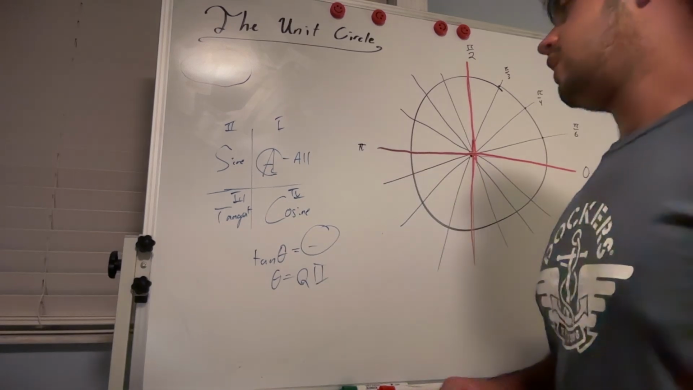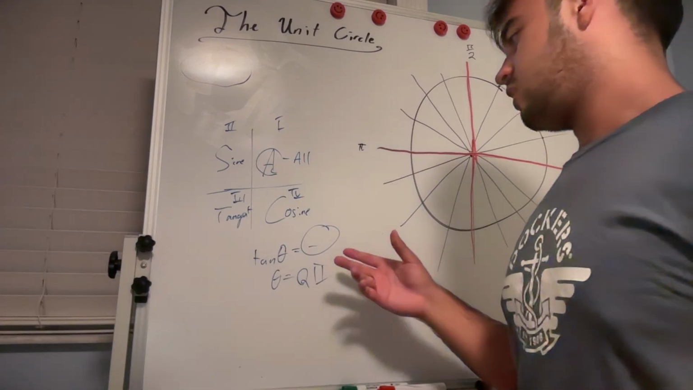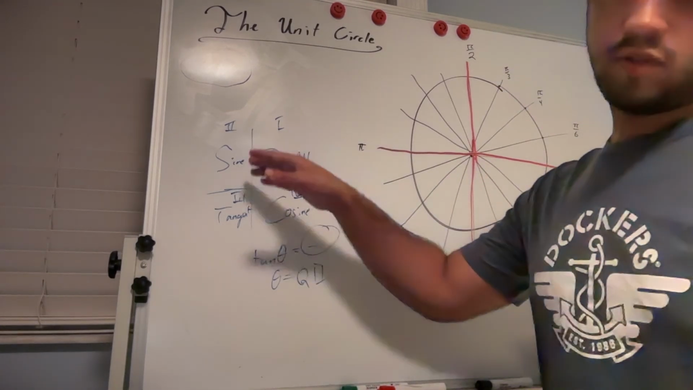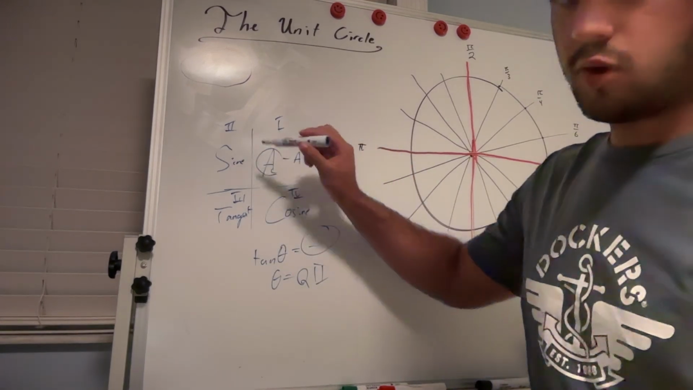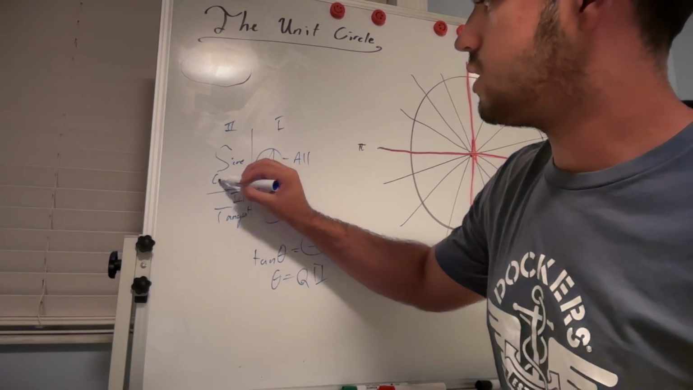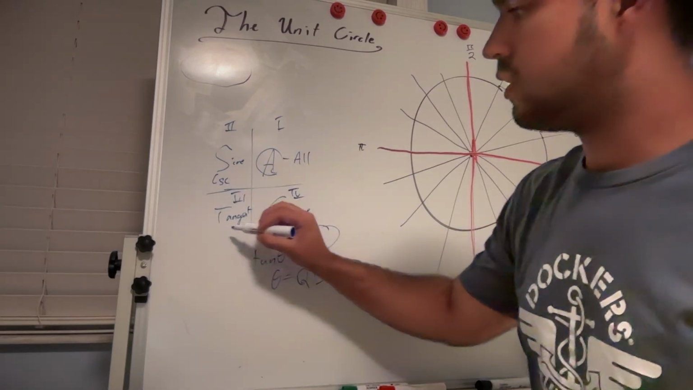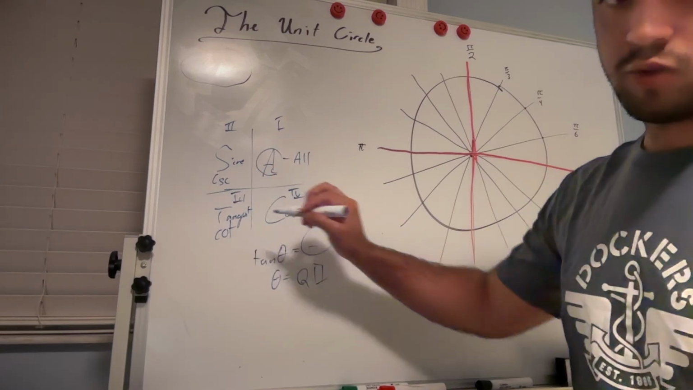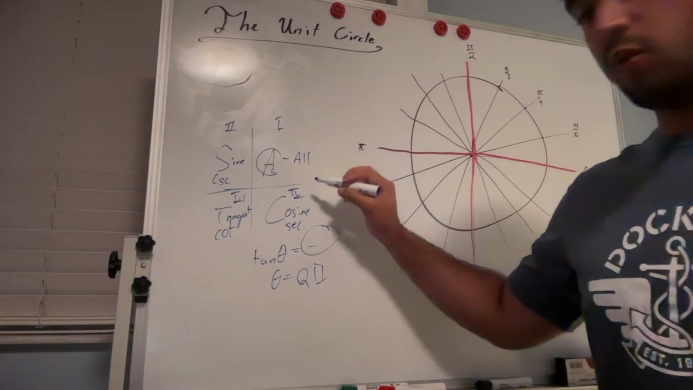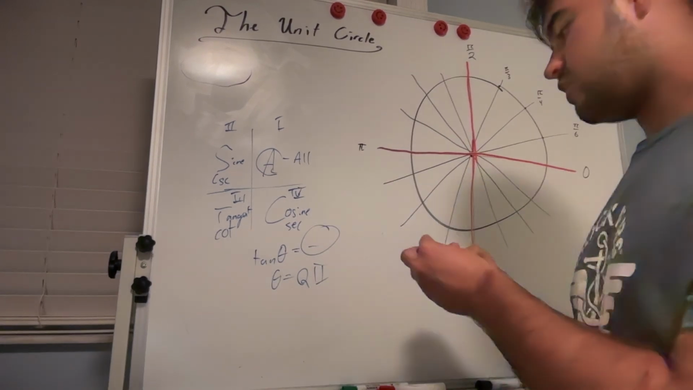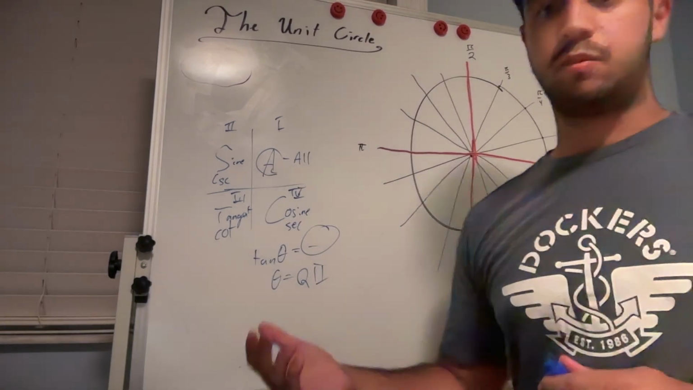Now, this doesn't only apply for sine, cosine, and tangent, but also the reciprocals. So if sine is positive in quadrant 2, that means cosecant is also positive in quadrant 2. Cotangent is also positive in quadrant 3. And secant is also positive in quadrant 4. So that's how you know if it's positive or negative.